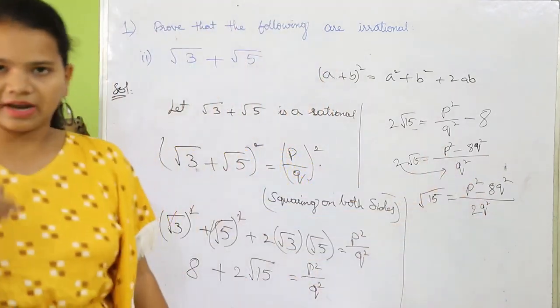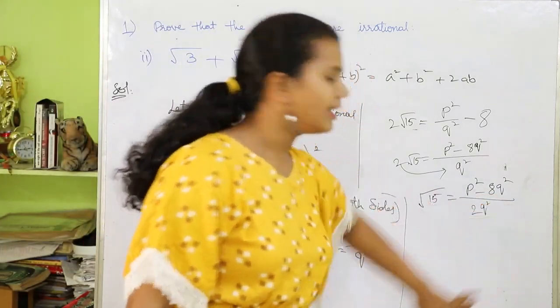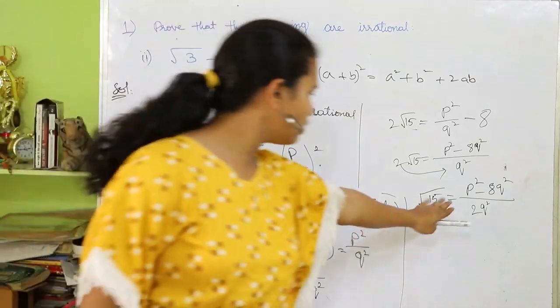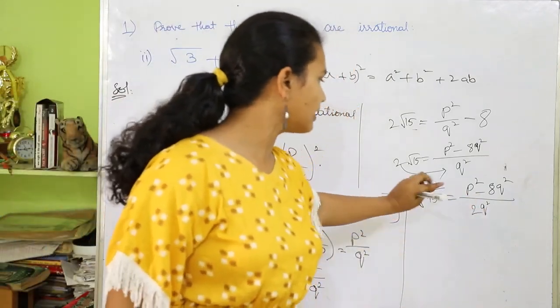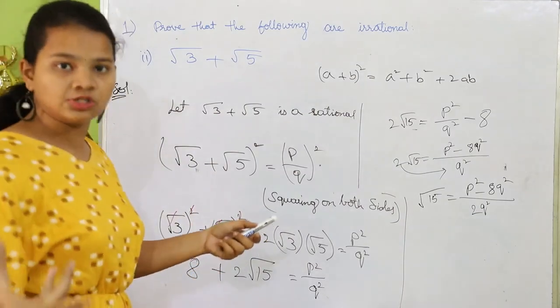We know this, right? Where p and q are rational numbers, guys, and 8 and 2 are integers. So we know root 15 is not equal to this. This cannot be equal to this. But this is our contradiction. We assumed it like that.